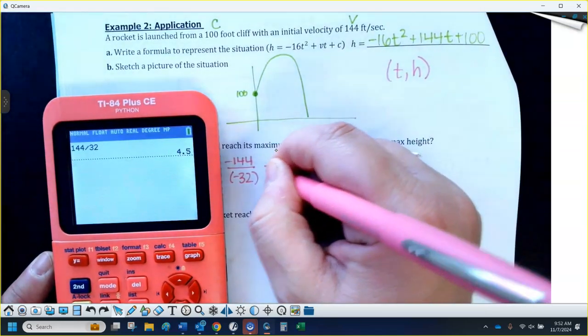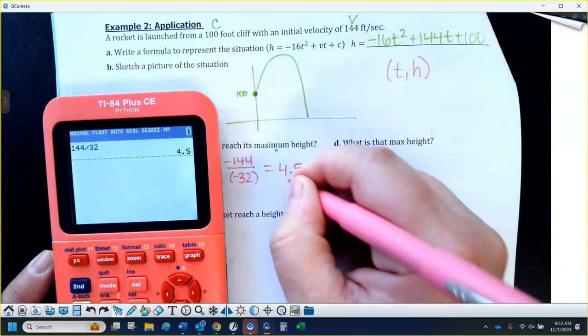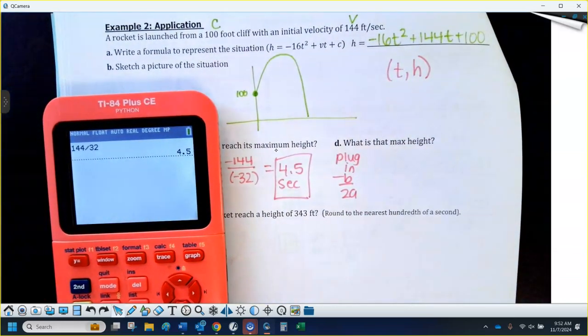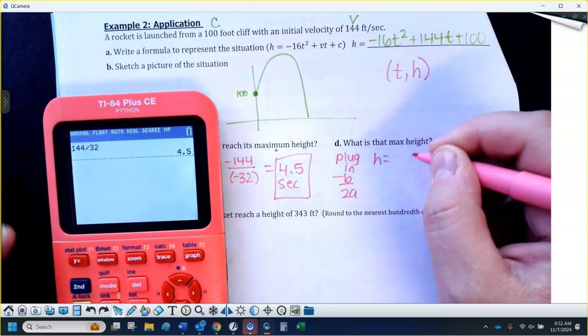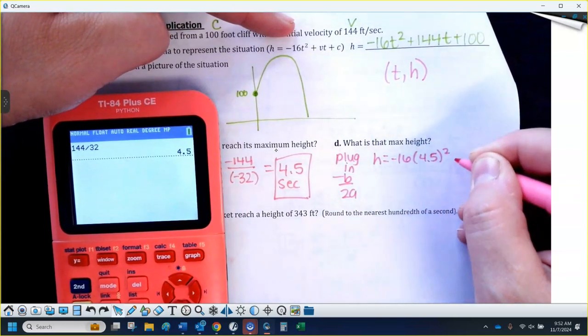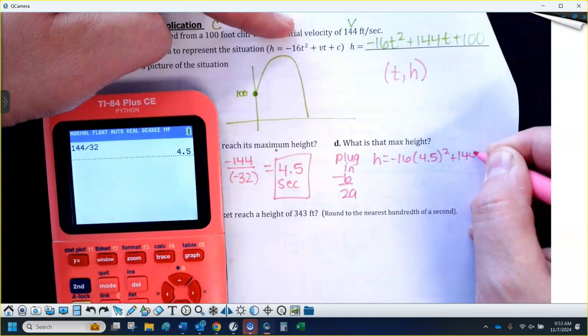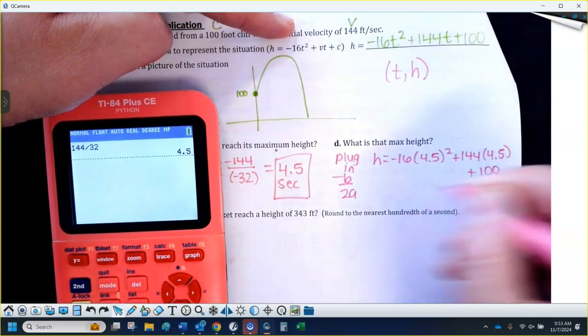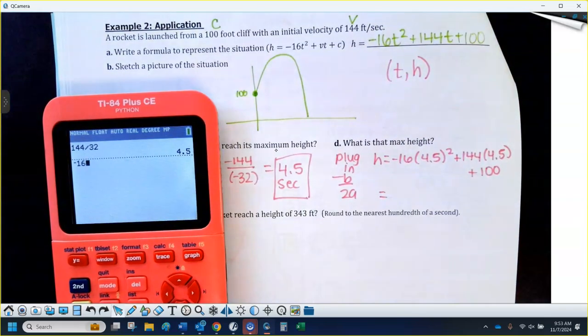So we're going to have our time, this is in seconds. So I got 4.5. That's how many seconds it would be. To actually find the height, and you don't have to write this out, but I'm going to plug in 4.5 everywhere I see a t. Don't forget to square it in that first term. I feel like that's the most common mistake people will accidentally make on their calculator. So it's -16 times 4.5 squared plus 144 times 4.5 plus 100.